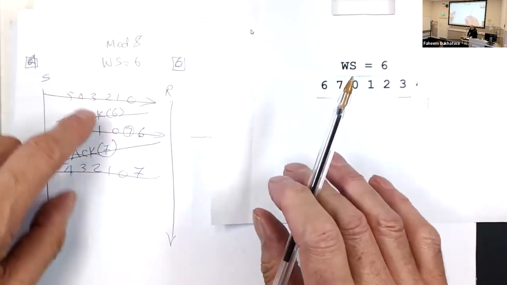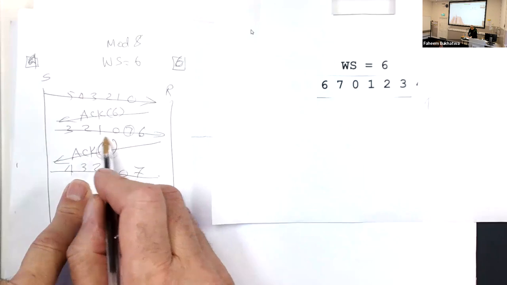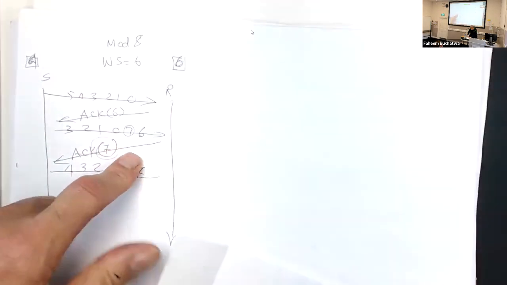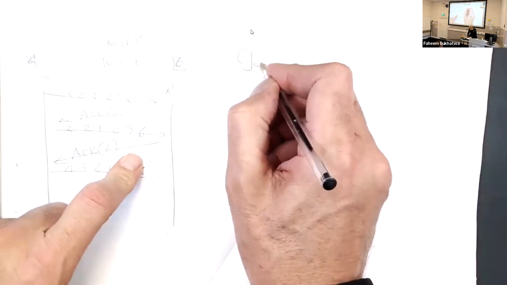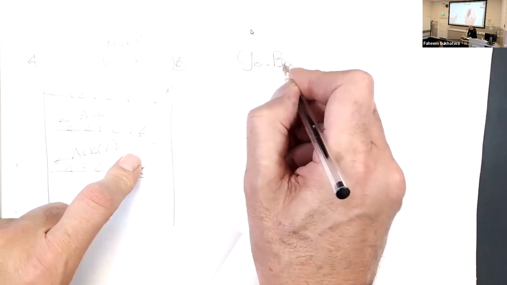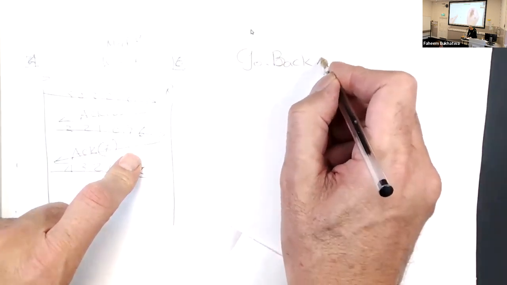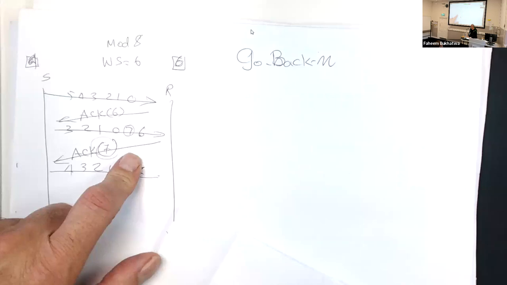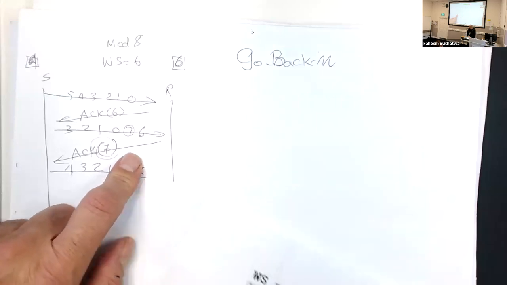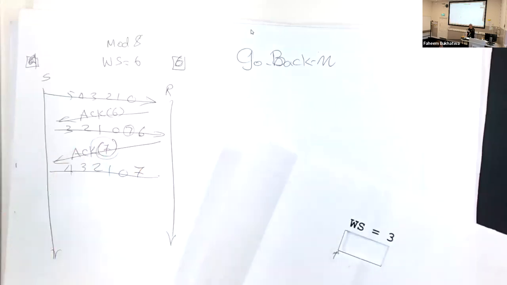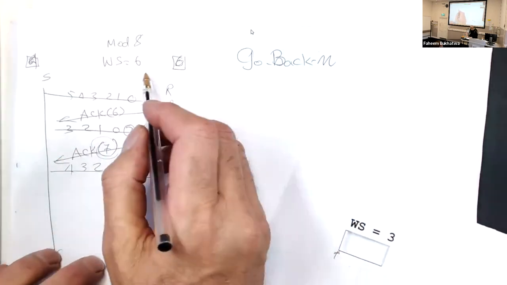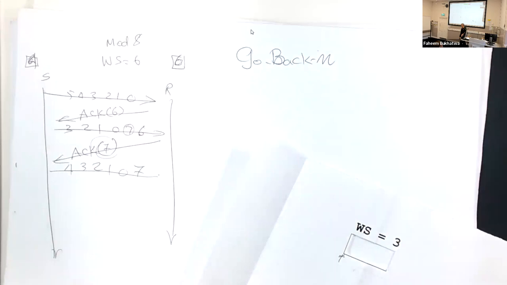So based on this number and the acknowledgement, they call this system go back N. Go back to this number. That's what the acknowledgement actually means: go back to this number and start sending. So this sliding window protocol is called go back N. N means this number, and the number is that number in the acknowledgement.